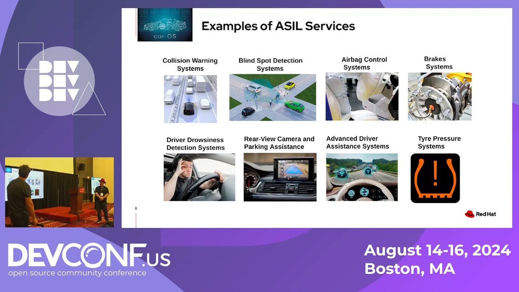Examples, Devon. Yes. So for ASIL, as mentioned before, it's everything that may cause damage, for example, to human beings: brakes. If the car lost the brakes, probably something may cause damage to us, right? We can hit another car, or something bad can happen. Or the collision warning system, or the blind spot detection. All those kinds of ASIL services are examples that we need to take care of during our certification as an operational system. Mitigation, yes. When this risk happens, we need to mitigate it.